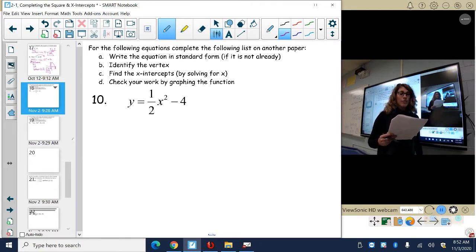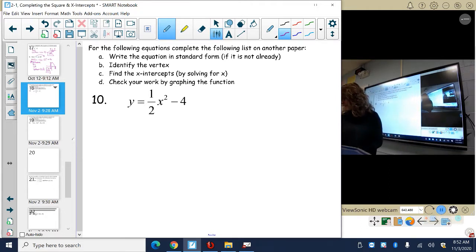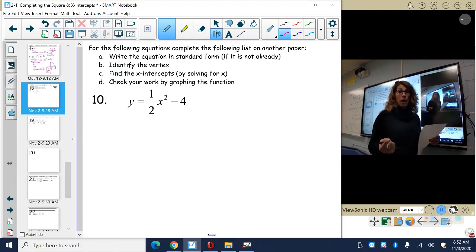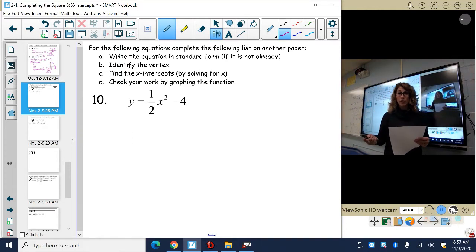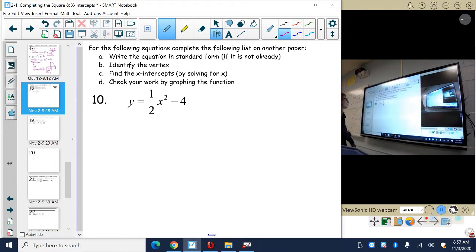The directions say for the following equations, complete the following list. Meaning, what I want you to do is step 1, find the equation in standard form, if it is not already. Many of these are already in it, or you can simply quickly factor them to get them in standard form. Letter B is to find the vertex. Letter C is to find the x-intercepts. Letter D is to check your work. So let's walk through one of these on how you would do it.